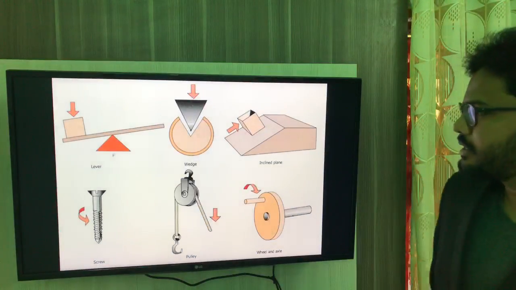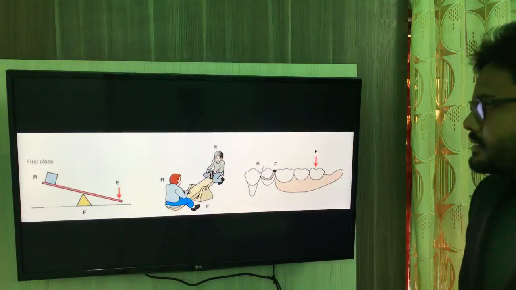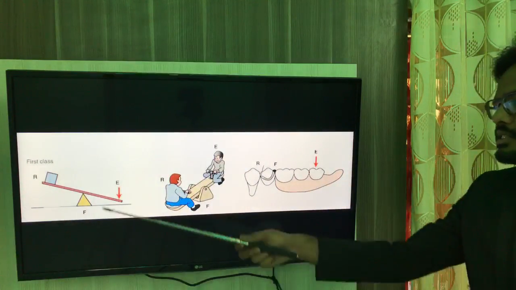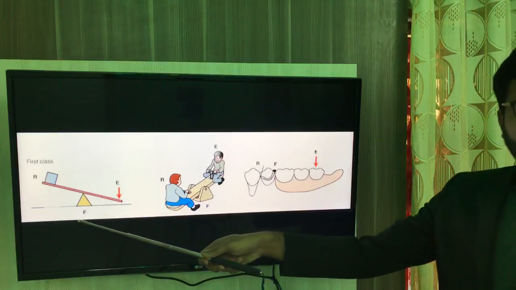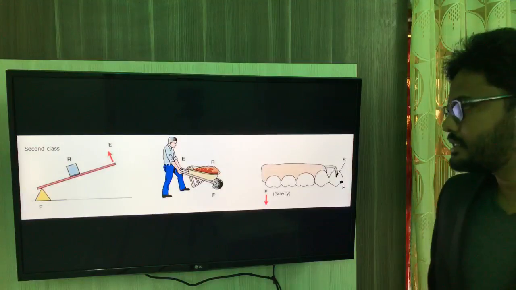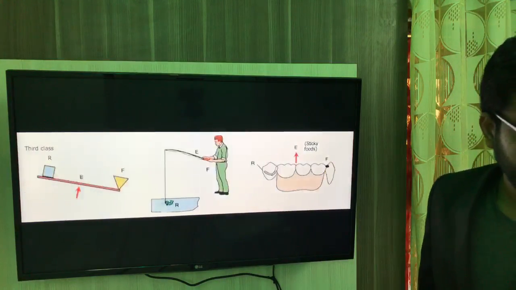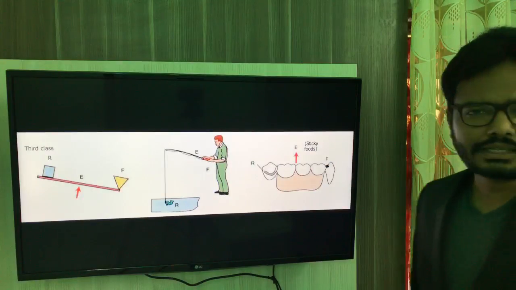Now, also we discussed these principles of lever and fulcrum. These are various simple machines, and these are various classes of levers and fulcrum. So first class, where you have fulcrum in the center, second class, where you have resistance in the center, as you can see, and third class, where you have effort in the center, right?